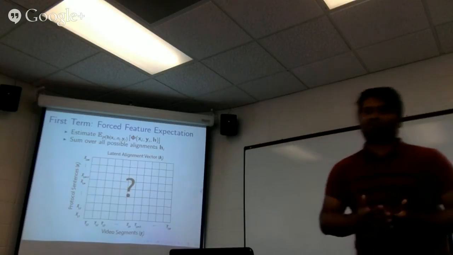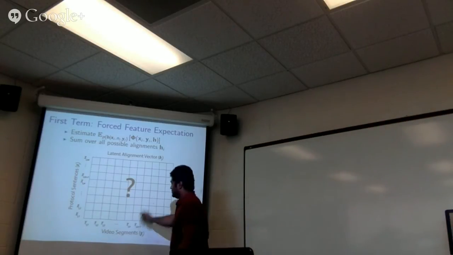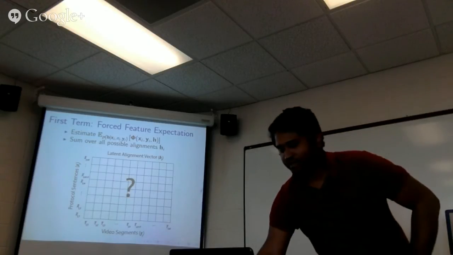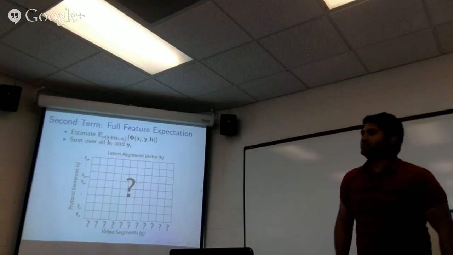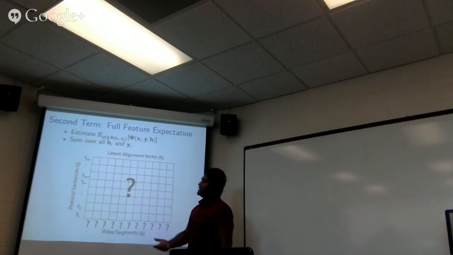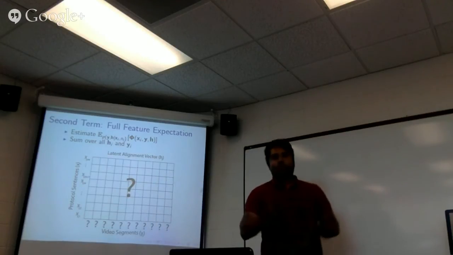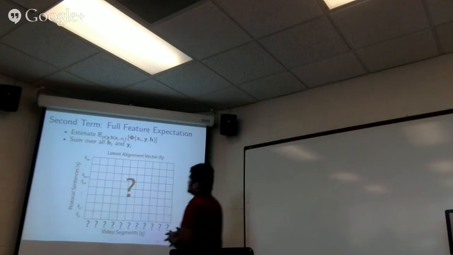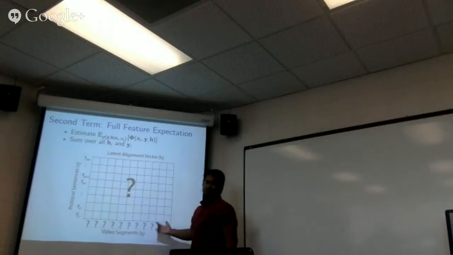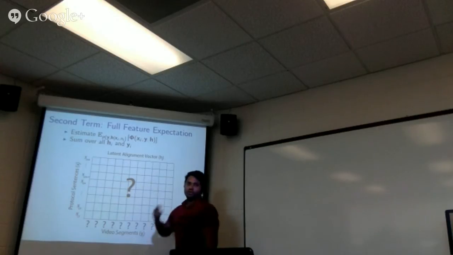So this is done using just standard forward backward. We have this lattice and we observe these two things and we learn what the expected features are for that. But the second term is slightly more complicated because now we assume that we have not seen the video and we want to simultaneously predict the alignment and the video. What are the expected features when we only know the protocol sentences and the number of video segments, and we want to generate some video here, and we want to take an expectation over all possible video sequences and all possible alignment states.